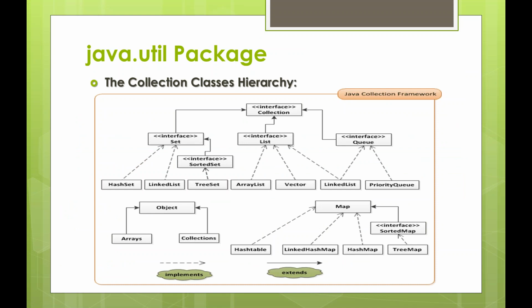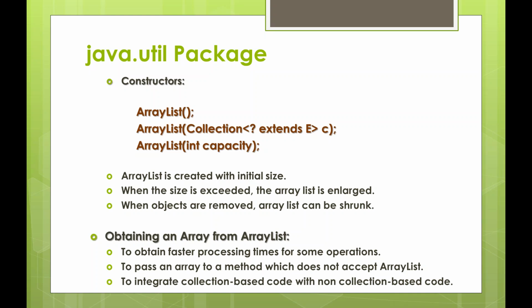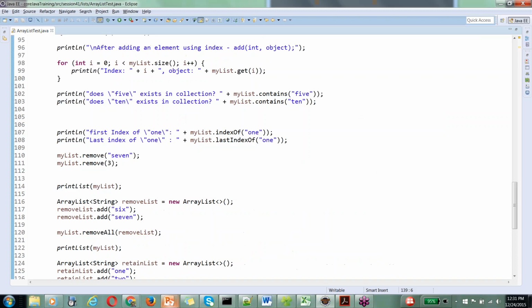That is our linked list. Okay, array list. So you have these three constructors. I've used only the default. Try to use these two constructors as well. Try to have one particular collection and initialize one object. You can do this way.